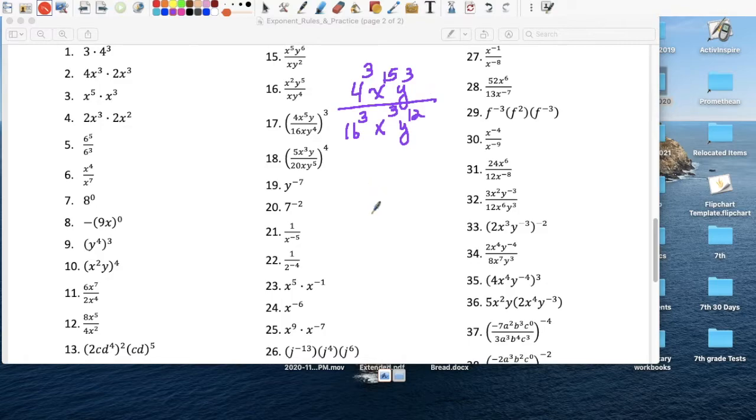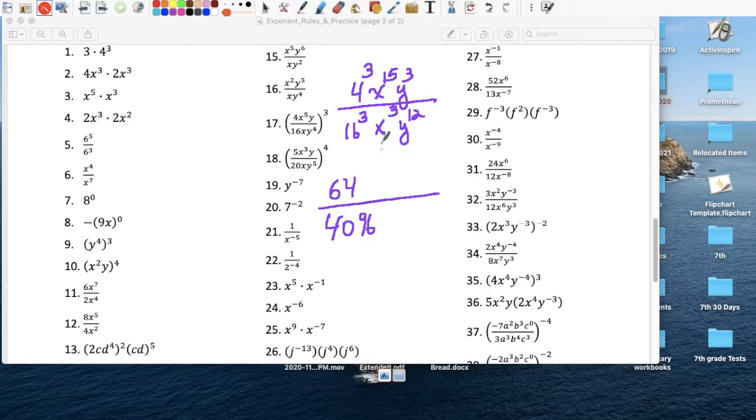Where's my pen? Sorry. 4 to the 3rd power is 64. And then 16 to the 3rd power, 16 times 16 times 16, equals 4,096, which you can simplify later on.